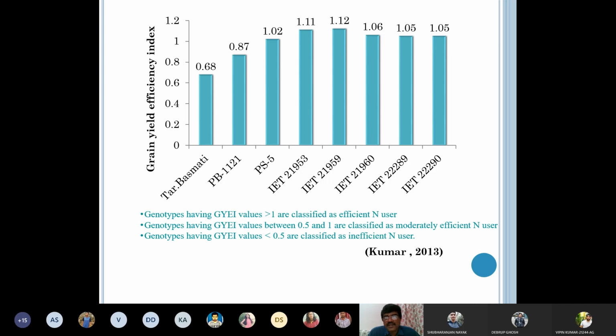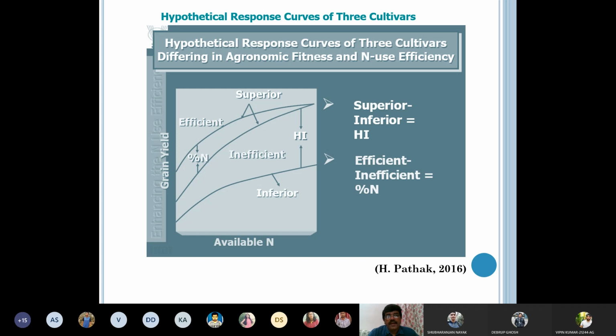You can see there are different genotypes on the x-axis. On the y-axis you have the grain yield efficiency index. So in this case you can see some genotypes are having more than one grain yield efficiency index. That means they are nitrogen use efficient. In this case it was nitrogen. And genotypes which are having 0.87, 0.68 are moderately nitrogen use efficient. Similarly, now the question comes: what is the criteria to judge that a particular genotype is nitrogen use efficient, or for any nutrient?